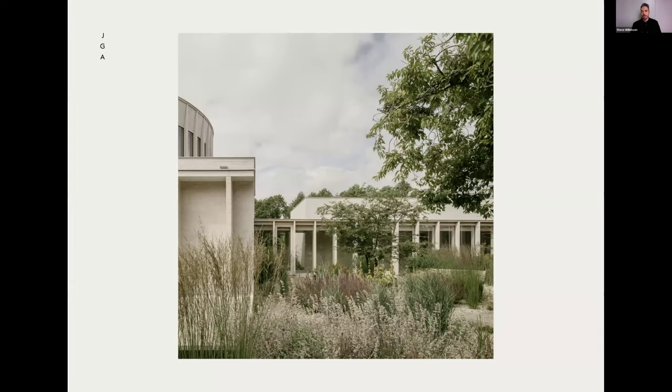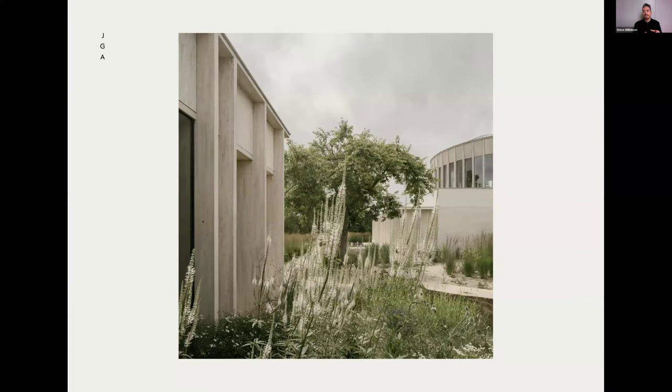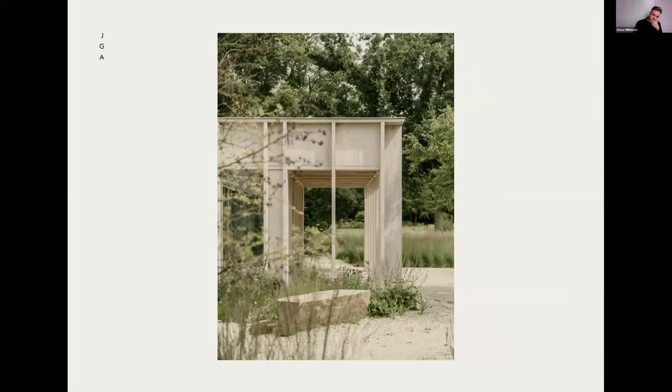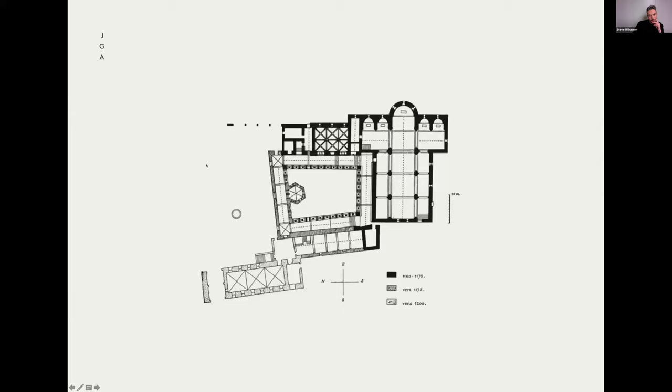So we worked with McWilliam Studio to design the courtyard garden as a real contrast to the surrounding English pastoral landscape. So it's a densely planted gravel garden. And the relationship of this courtyard to the inner sacred space was informed by studies of historic religious examples. We were interested in Thoronet Abbey. This is a 12th century monastery in the south of France, with generous cloisters and moments to sit and take in the planted courtyard. And you can see also in plan the balance here between the central courtyard and the inner prayer space.